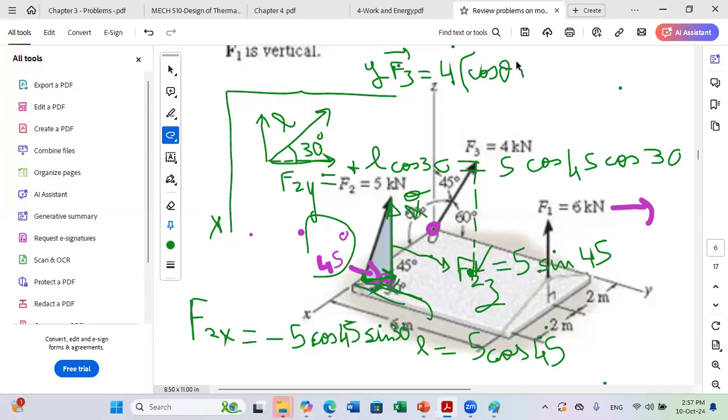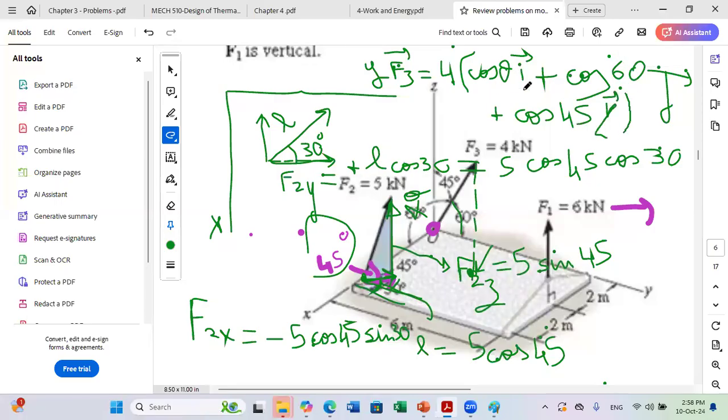in i, plus cosine the angle with Y. The angle with Y is 60 degrees, 60 along j. Plus cosine 45 along k. Now, we just need to get theta, okay?